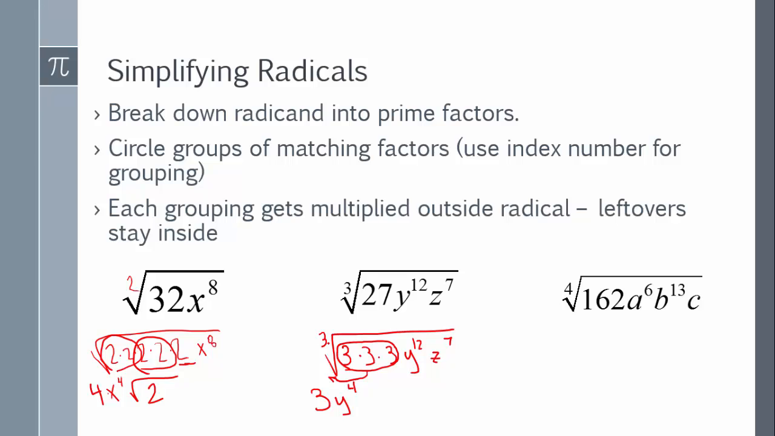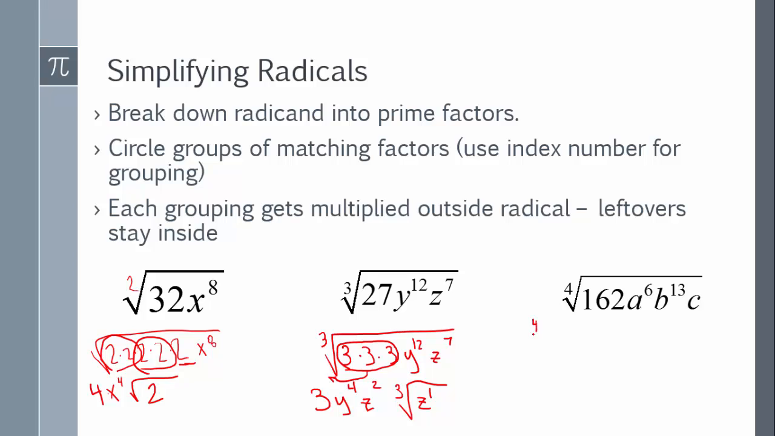Now z to the 7th. 7 does not divide evenly by 3. 7 divided by 3 is 2, and I have a remainder of 1. So I have that z to the 1st still inside the radical that didn't have a group of 3 to come out with it. All right, we could do the same thing with a 4th root.